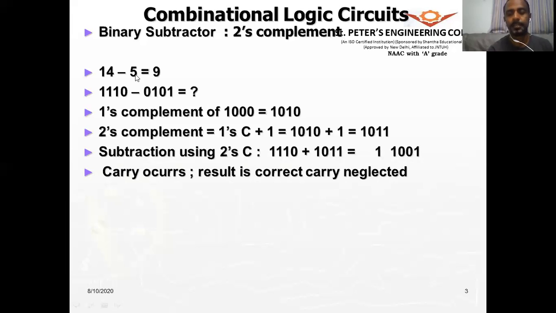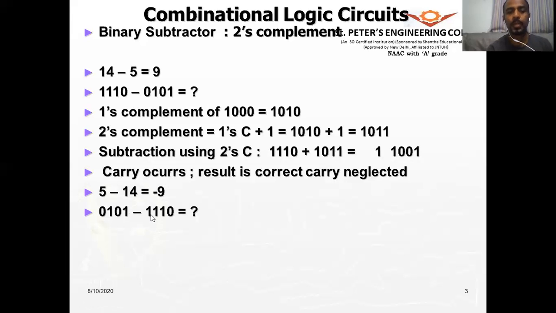Now let us do the reverse process of 5 minus 14. As you can know, it is minus 9, right? How do we get this? How do we realize this in the 2's complement form? Now let us say, as I said, now 5 is the minuend and 14 is the subtrahend. So what we have to do, we have to find the 2's complement of the decimal 14, which is 1110.